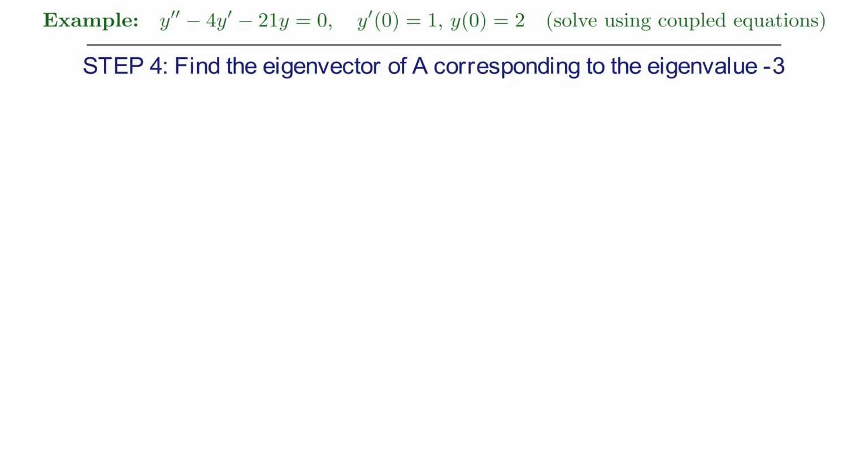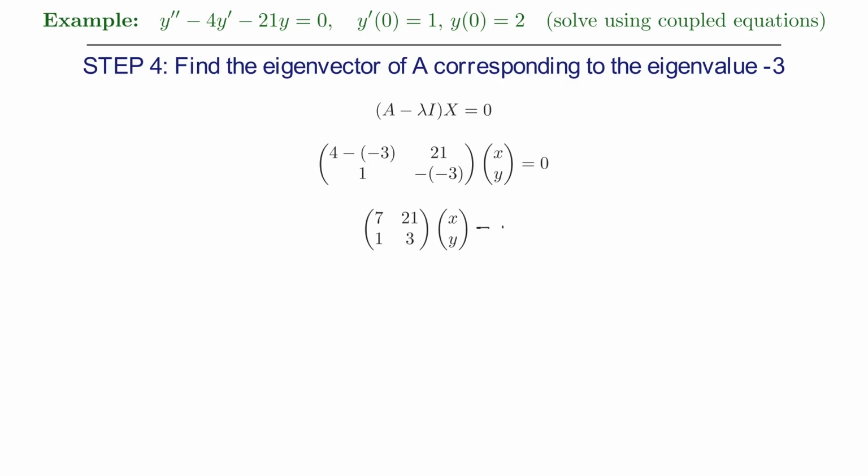To find the eigenvector, we're looking for the solutions to the equation (A - λI)X = 0, where λ is -3. So we can substitute in what we know for A and for λ, which is -3, and we know that I is the matrix [1, 0; 0, 1]. And this is going to give us the matrix [7, 21; 1, 3] multiplied by (x, y) equals 0.